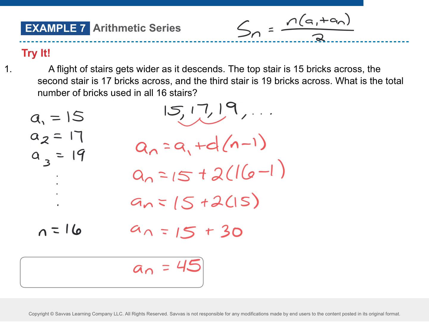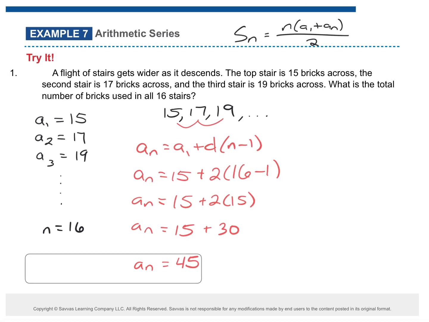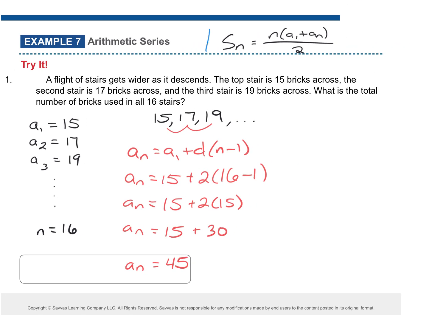Is that my final answer? No, what does it want? It wants the total, so it wants the sum. Okay, so we're going to use what we have. Do we have everything in order to use this formula up here? Do we have N? Yes. We have N, N is 16. Do we have A1? Yes. And do we have AN? Yes. Yep, we just found what AN was. Now we can plug all those values in. Go plug those values in and then check with me up here.